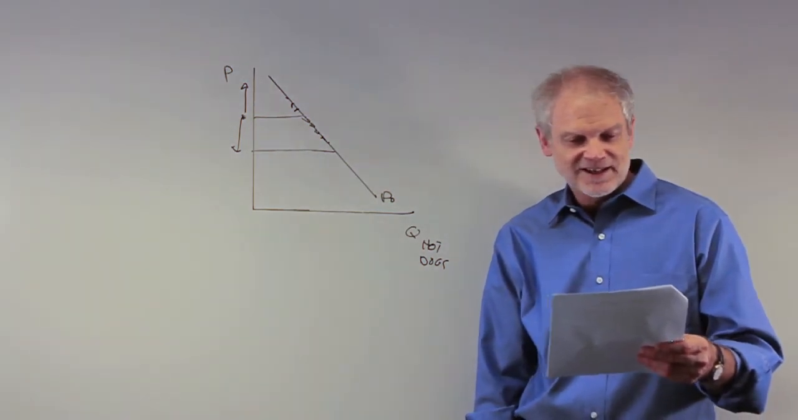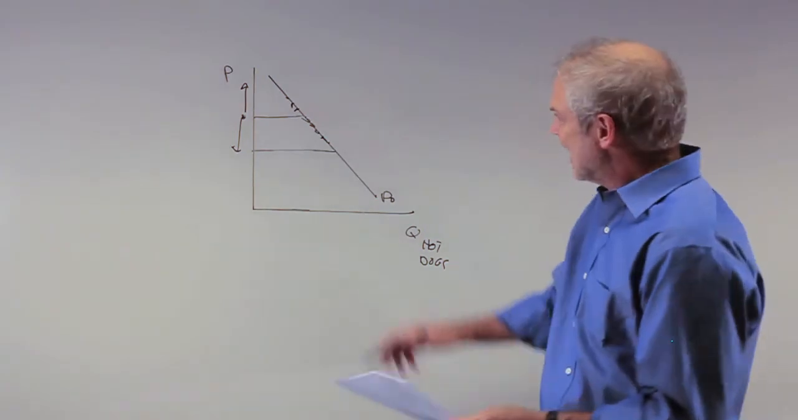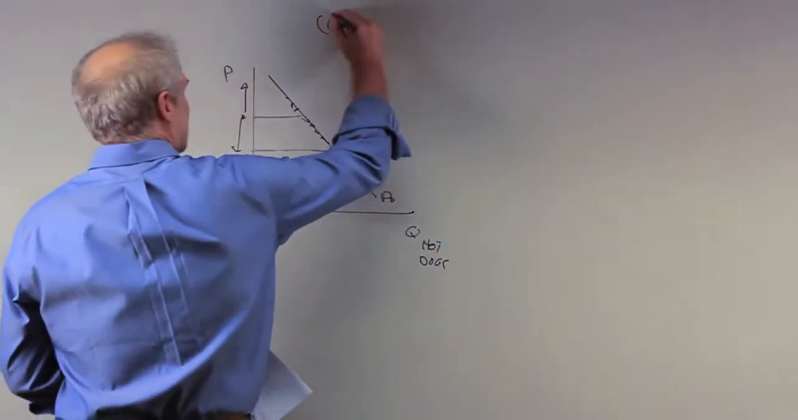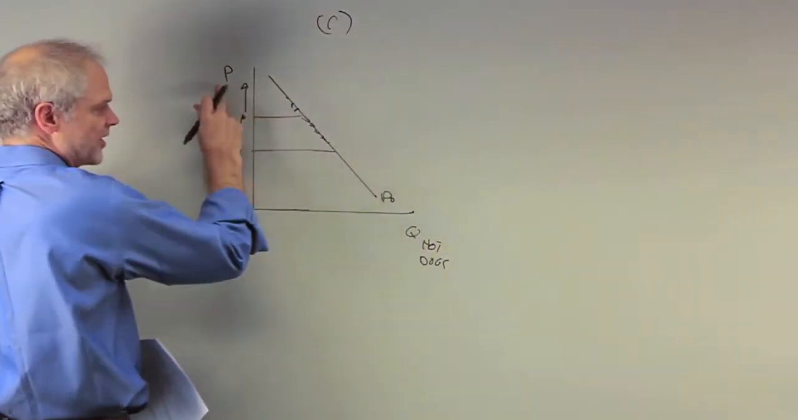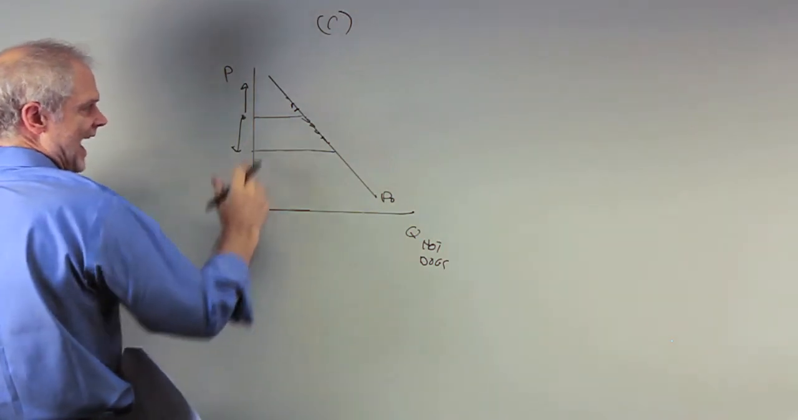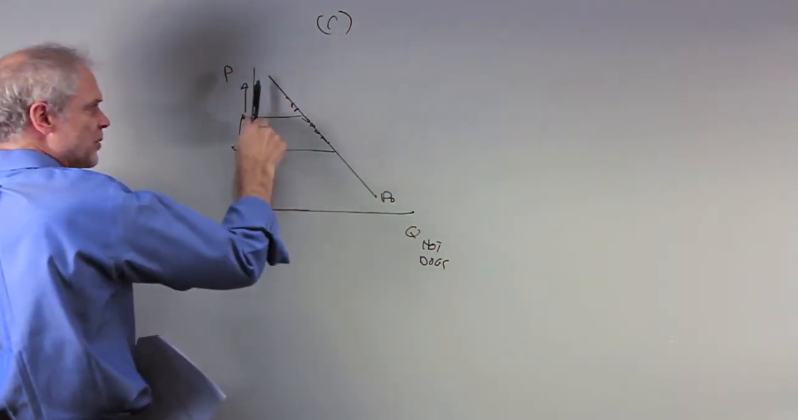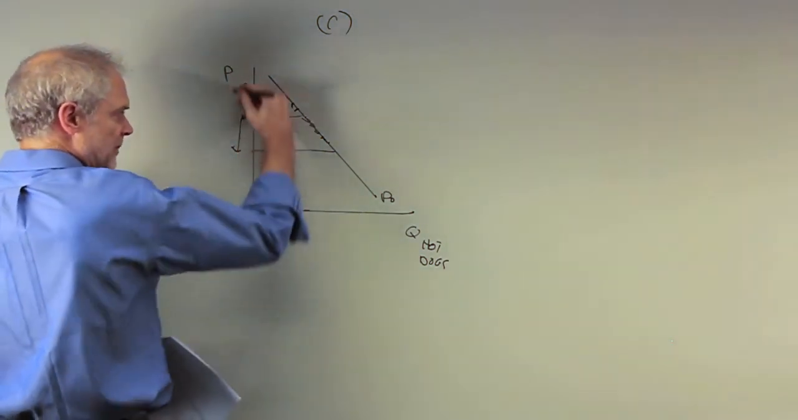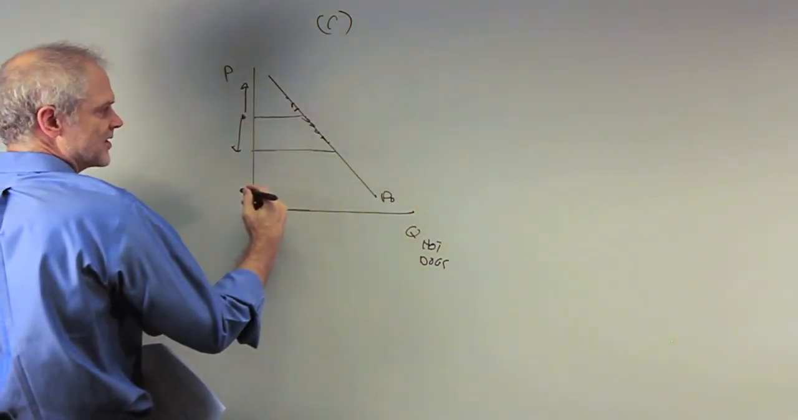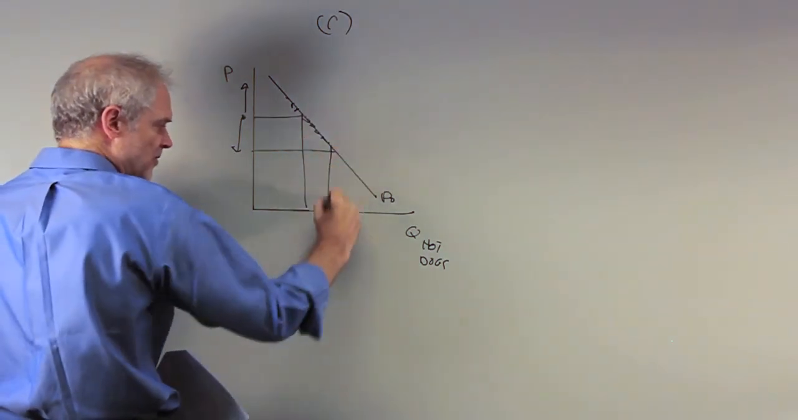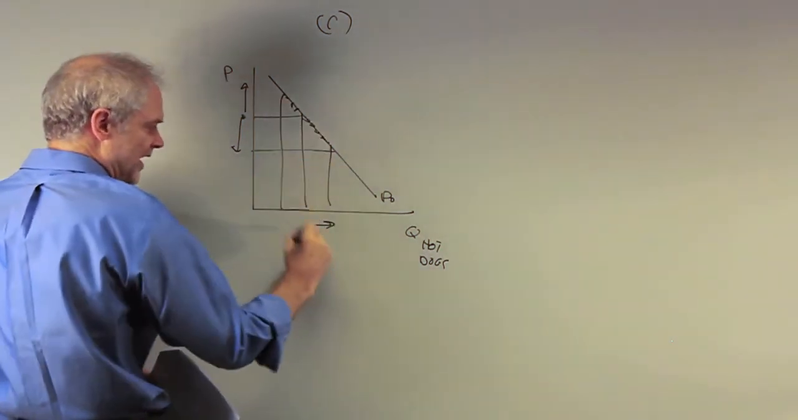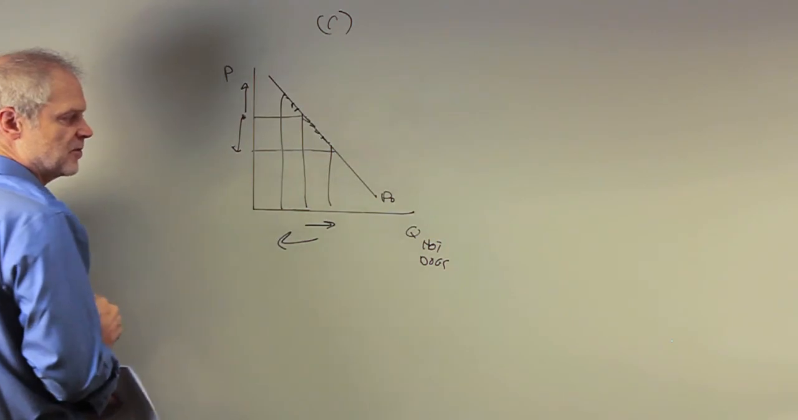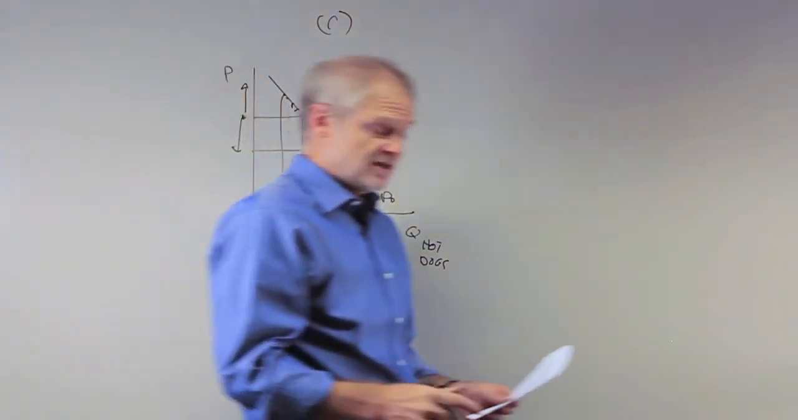Let me see. So why do I like C? All right, because we're measuring price on the vertical axis here. And when we change price, we're just going to move along this demand curve. We're moving because price is moving on this vertical axis here, and that's going to cause us to move our quantity demanded in either direction depending on how price moves. So your answer is C, all right?